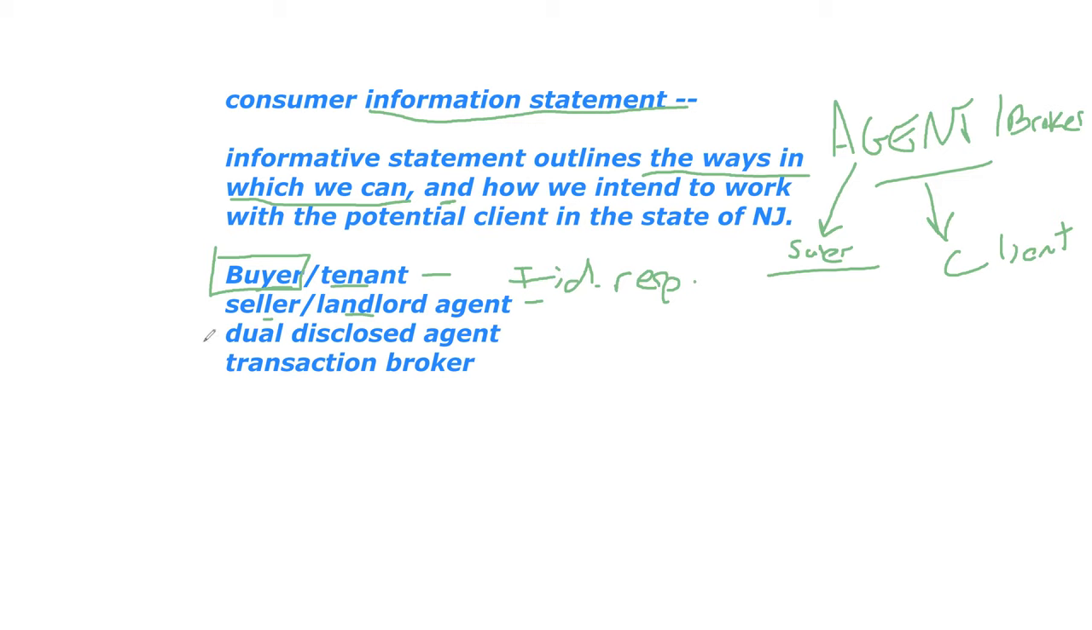In a dual disclosed agency, this is where people get tripped up. They get confused all the time. So here's the simple one. You're working one transaction. You represent both the buyer and the seller. That is dual disclosed agency.